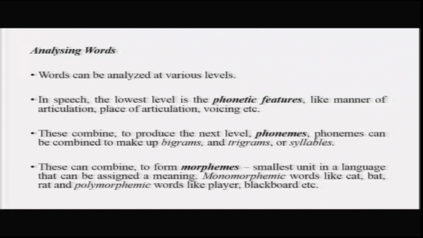Now, obviously you have to analyze how words are there. So, let us look at it. The lowest level is at the level of phonetic features. What are the phonetic features? Phonetic features, if you remember, in the last week we were talking about speech. In the last week we talked about manner of articulation, place of articulation, whether something is voiced or not voiced. This is the lowest level.